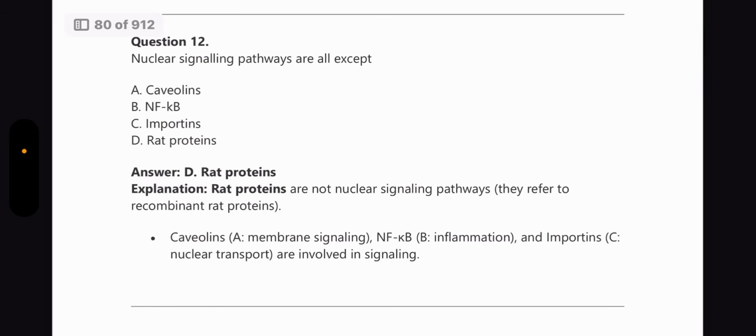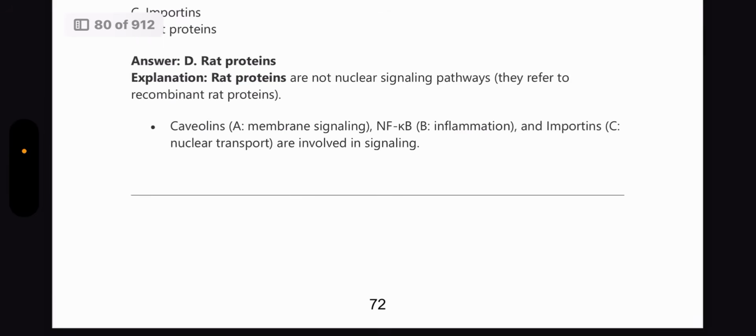Next, nuclear signaling pathways are all except, answer, Ras proteins. They are not nuclear signaling pathways. They refer to recombinant proteins; caveolins and NF-kappa B are important, they are involved in signaling.